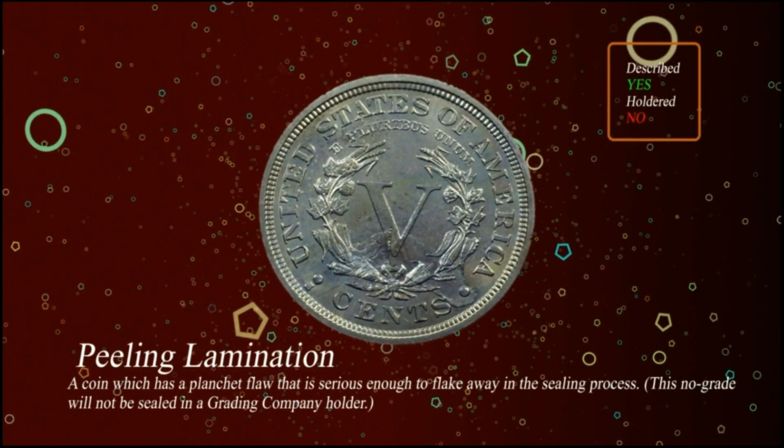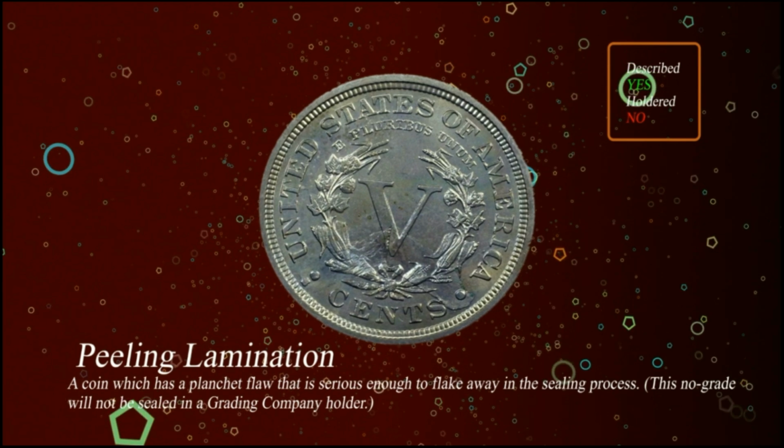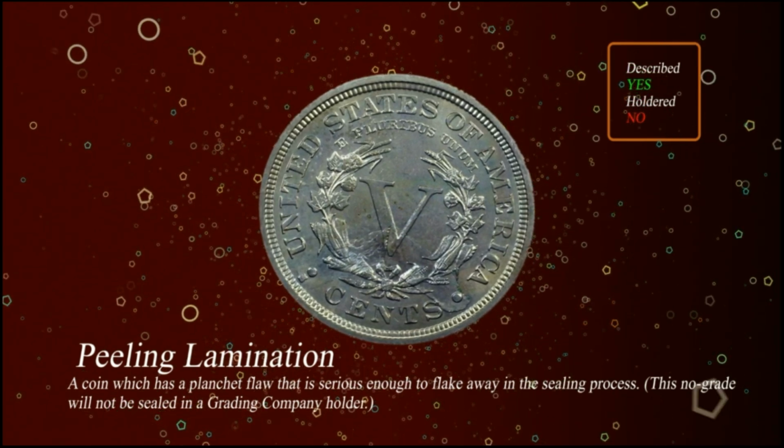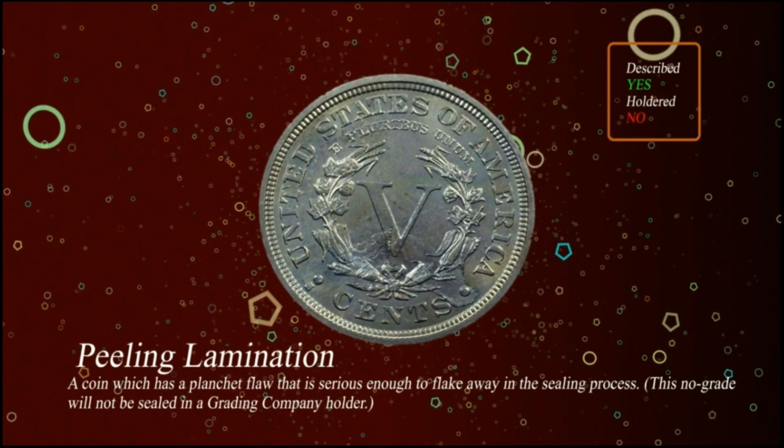Peeling lamination. A coin which has a planchet flaw that is serious enough to flake away in the sealing process. This no grade will not be sealed in a grading company holder.